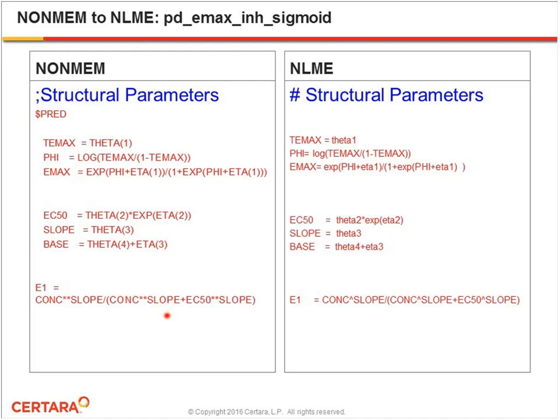equation with the slope and the EC50 included. When you compare this to the right-hand side, to the PML code, this is, I would say, identical. I mean, it's really identical, more or less. And this shows you it's very similar. If you are dealing with PD data, you can more or less copy one by one between NONMEM and NLME, which is nice.